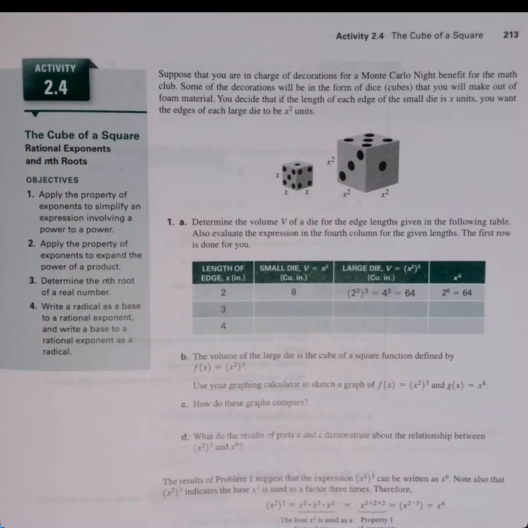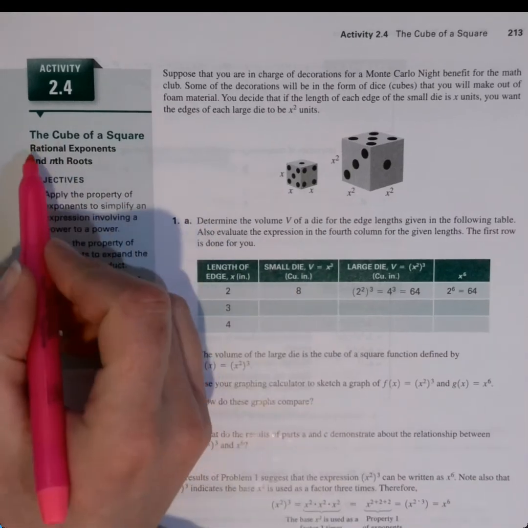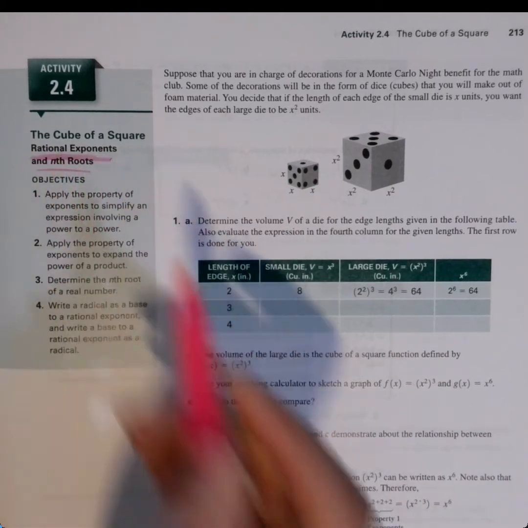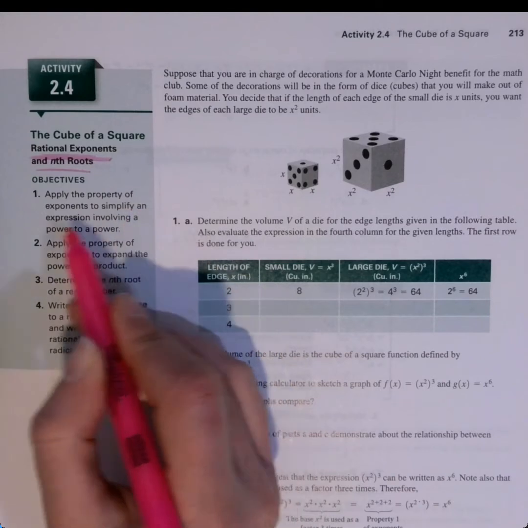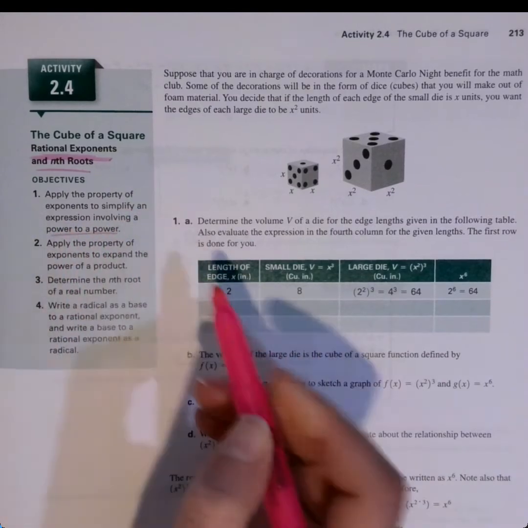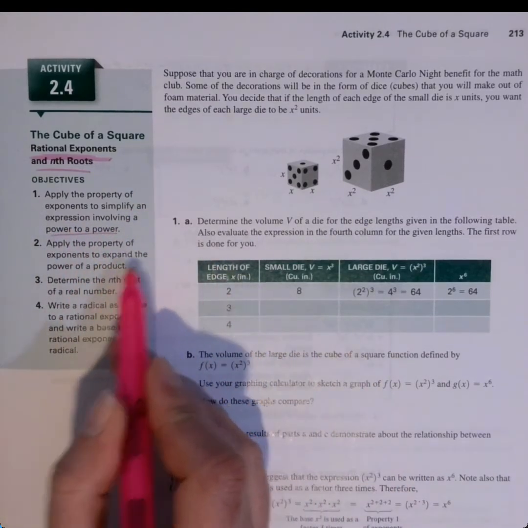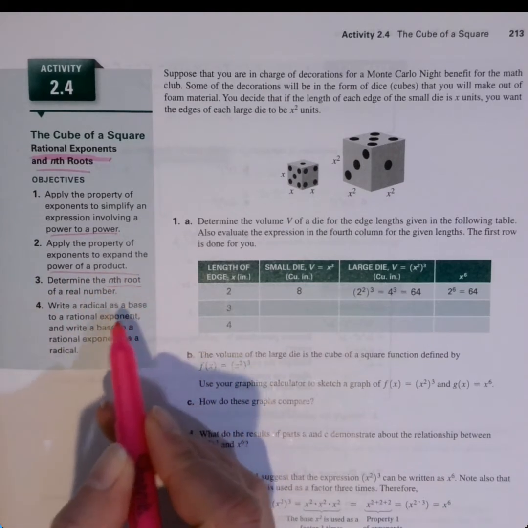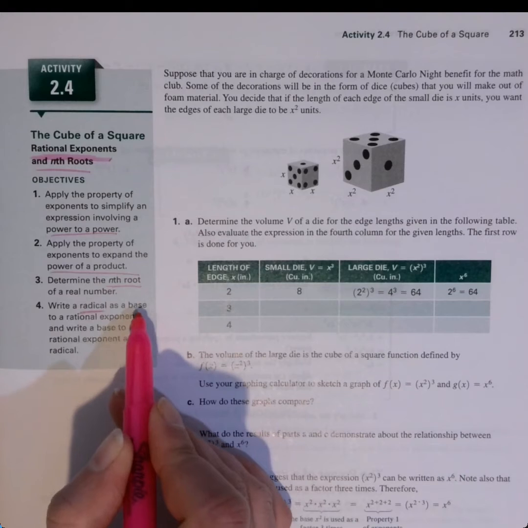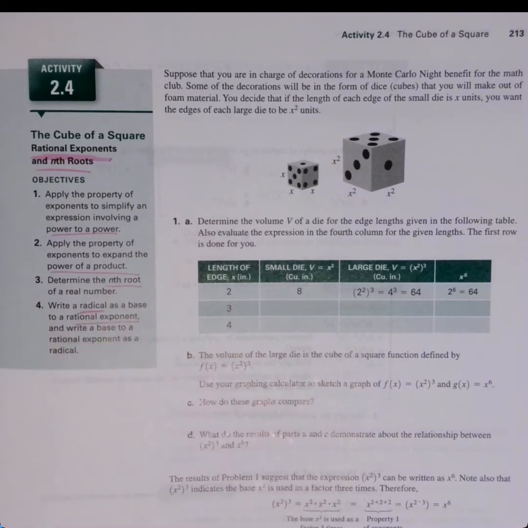In section 2.4, we're looking at rational exponents and nth roots. We're going to apply some properties to exponents, simplify exponents involving power to a power, expand the power of a product, and determine the nth root of numbers and write radicals as rational exponents. So all of these are various properties of exponents from this section.